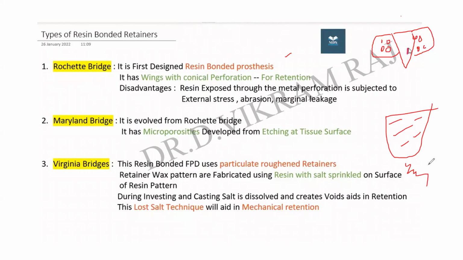These bridges use a particular roughness on the retainers, and they are fabricated by using a resin with a salt sprinkled on the surface of the resin pattern. This is called the lost salt technique or mechanical retention. Very, very important thing: the conical perforations are present in the Rochette, an etchant is used in the Maryland bridge, and the lost salt technique is employed in the Virginia bridges, where there is a much more roughened area, accounting for the mechanical retention.